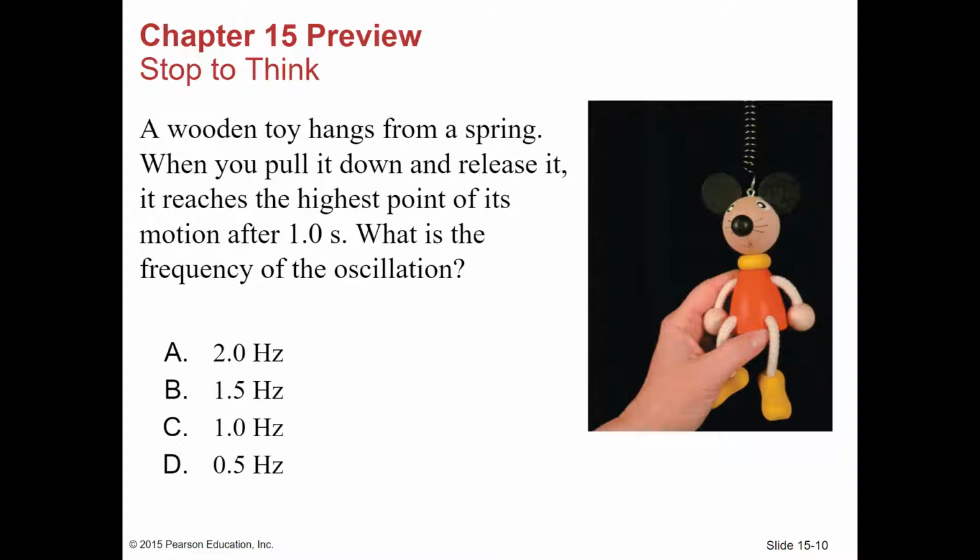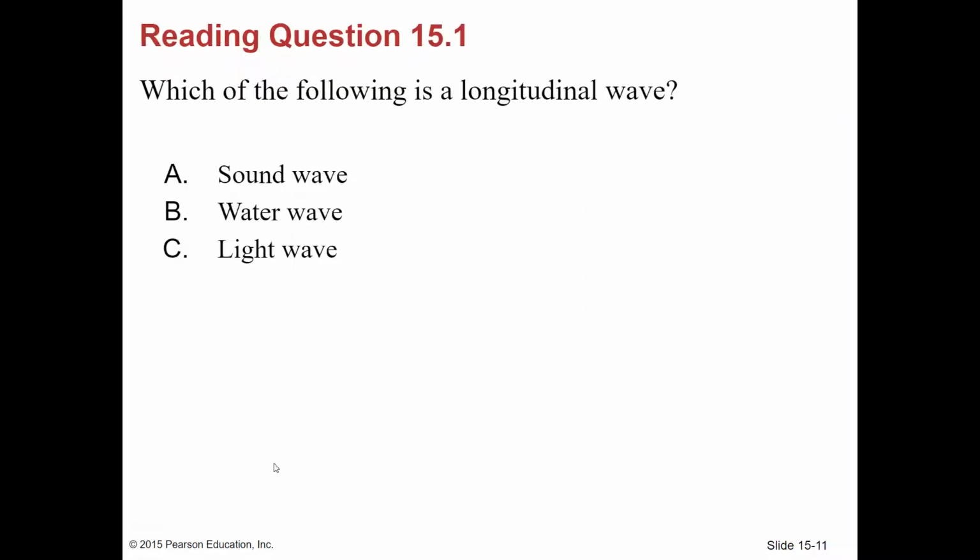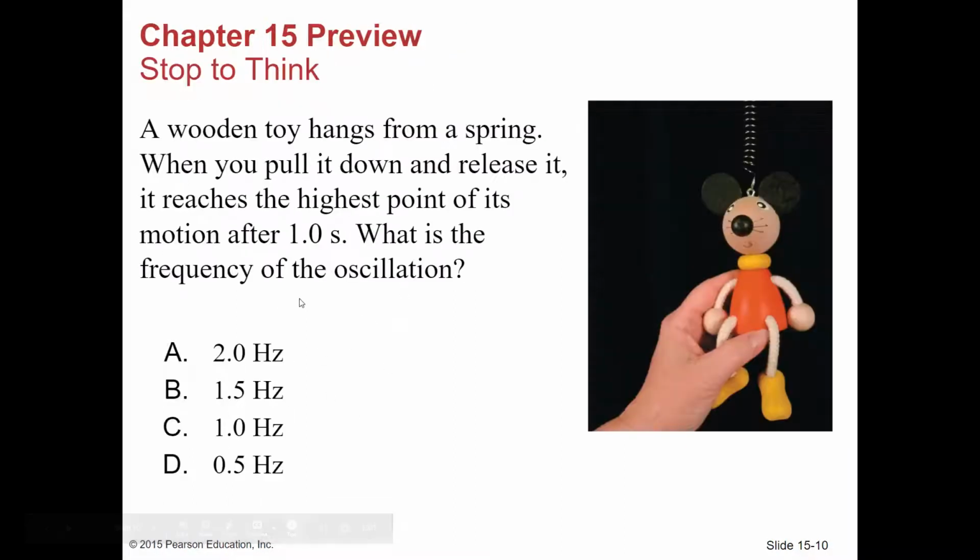This question says a wooden toy hangs from a spring. When you pull it down and release, it reaches the highest point of its motion after 1 second. What is the frequency of the oscillation? Well, if it goes from the bottom to the top in 1 second, a full oscillation would be from the bottom to the top and back to the bottom. So from here to here is 1 second, and going back is another second. Overall, the period is 2 seconds. Frequency is 1 over the period, so 1 over 2 seconds would be letter D, 0.5 hertz.